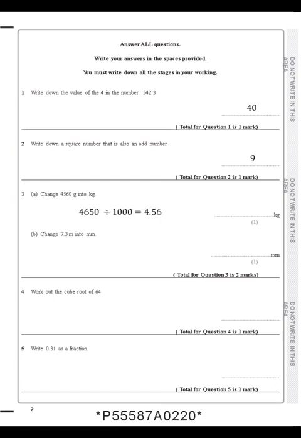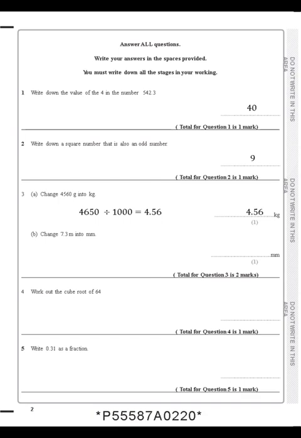Question 3a. Change 4,560 grams into kilograms. Remember, 1 kilogram is equal to 1,000 grams. So to get from grams to kilograms, we need to divide by 1,000. So in your calculator, 4,560 divided by 1,000 is equal to 4.56 kilograms.